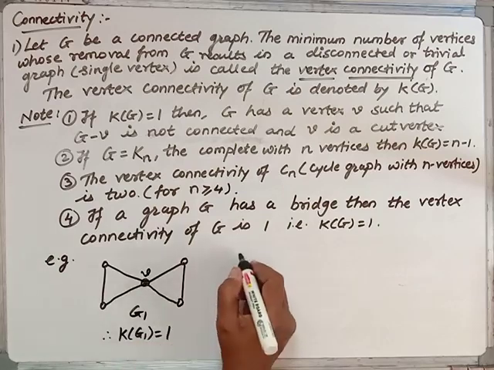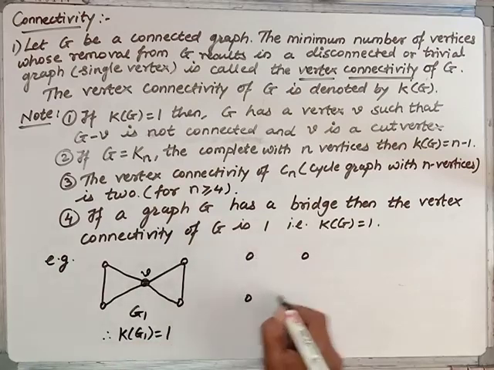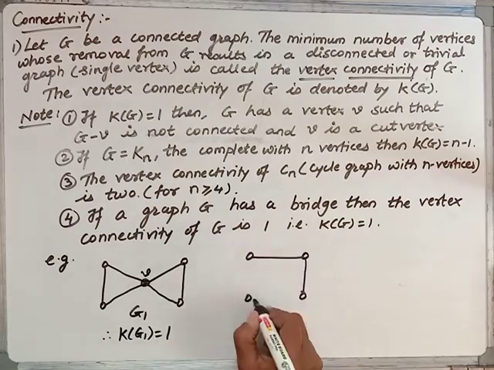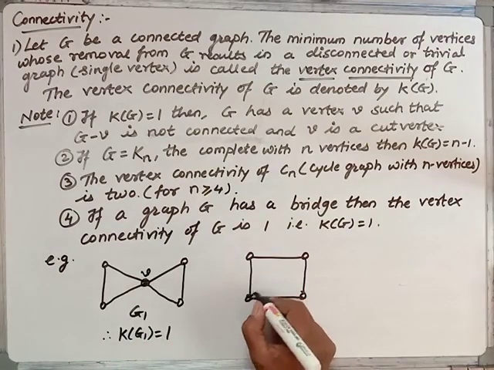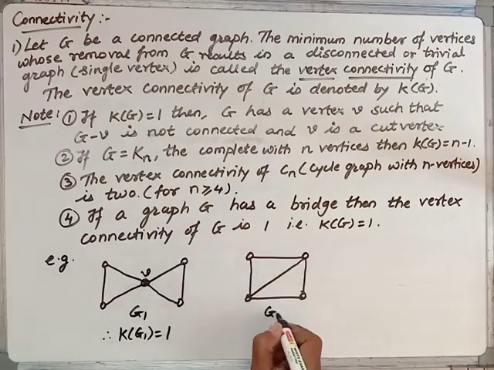But if we take this graph, suppose this is G2. In G2, the removal of any single vertex doesn't result in a disconnected graph. However, if 2 vertices are deleted, then it will give us a disconnected graph. Therefore, K of G2 is 2. Okay.